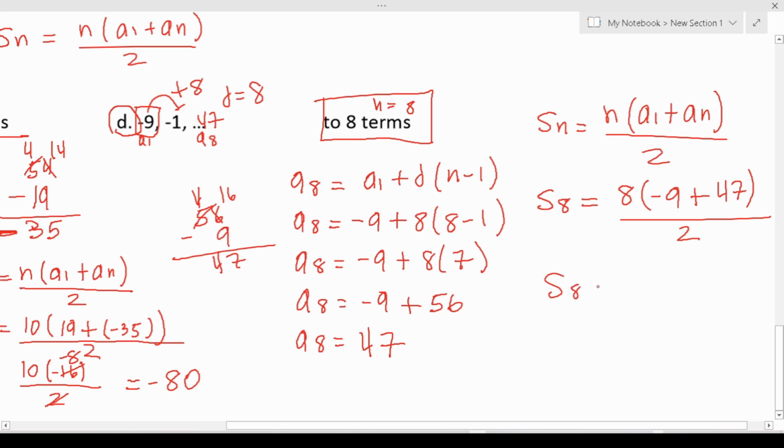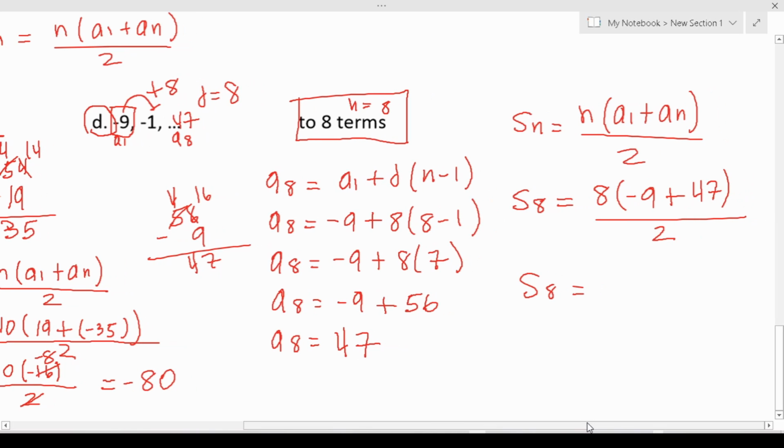S sub 8 equals, let's go ahead and work out this arithmetic. Again, this is the same thing as 47 minus 9. We can't do 7 minus 9, so we have to borrow. This becomes 3. This becomes 17. 17 minus 9 is 8. 3 minus nothing is 3. So this is 8 times 38 all over 2.